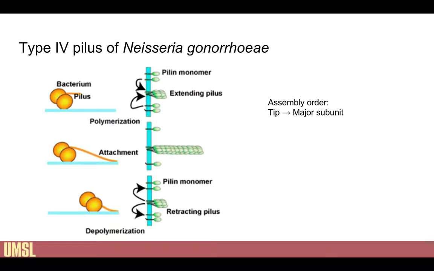And so in assembling this, the tip protein goes out first, and it's sort of the nucleator for all of these major subunit proteins that get added on afterwards. So, are there any questions about this?